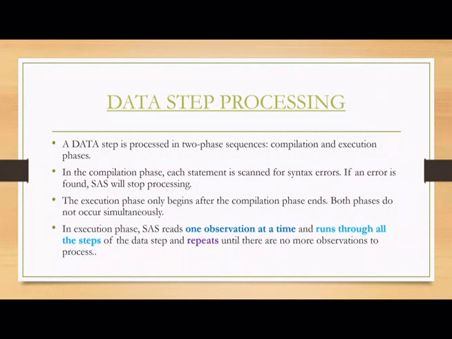Okay. So we talked about it last week. The data step has two phases. One is the compilation phase and one is the execution phase. In the compilation phase, SAS is just looking for any syntax errors, and if it finds a syntax error, it's going to stop processing. After the compilation phase ends, then the execution phase starts. These two phases don't occur together. In the execution phase, SAS reads one observation at a time. It runs through all the steps in the data step, and then it goes back to the top. And if it finds the second observation, then it runs through the step again until there are no more observations to process. It just repeats that.